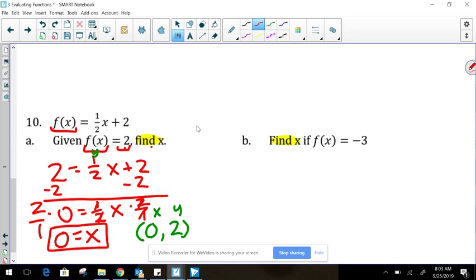Okay, last one then. We have -3 is equal to f of x. I'm still referencing this equation over here. So I'm going to plug in -3 for f of x right here. Okay, so I have -3, and then the right half, I'm just recopying it. 1/2 x plus 2. All right, I will subtract.